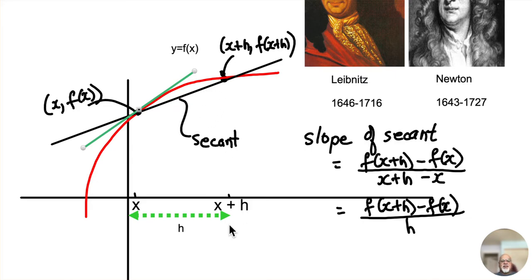But you can see that if we were to let h go to 0, or let this distance, this green line's length, become essentially 0, the slope of the secant and the slope of the tangent are one and the same. So that's what we're going to take a look at on the next screen.